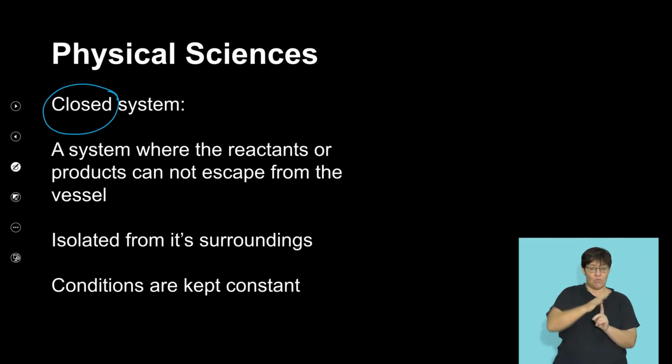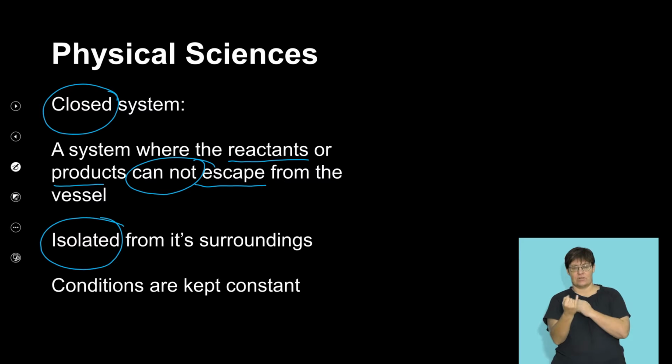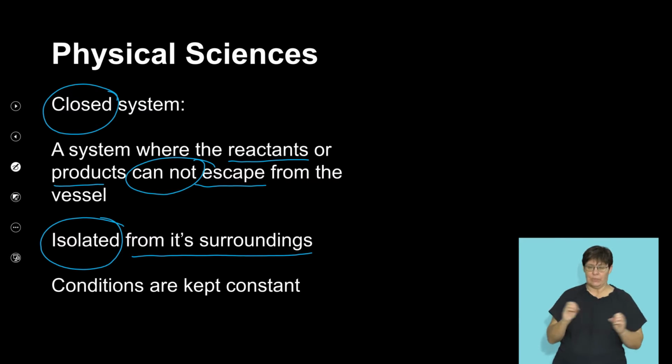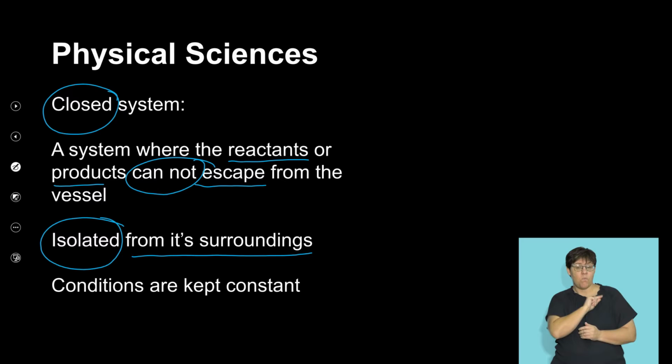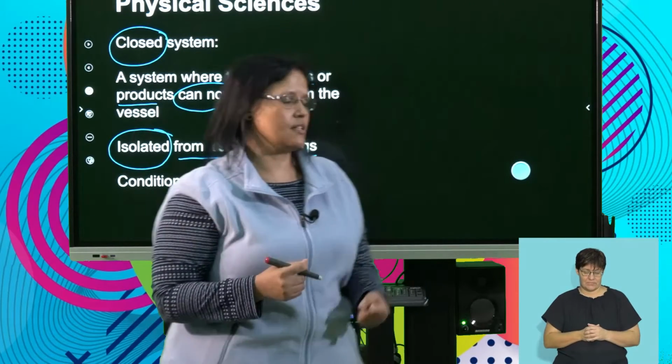A closed system is where your reactants or your products cannot escape. Even if there's a gas that's forming, it's said to be an isolated system because it's not in contact or interacting with the surroundings. And because it's not interacting with the surroundings, it basically means that your variables remain constant during the experiment.